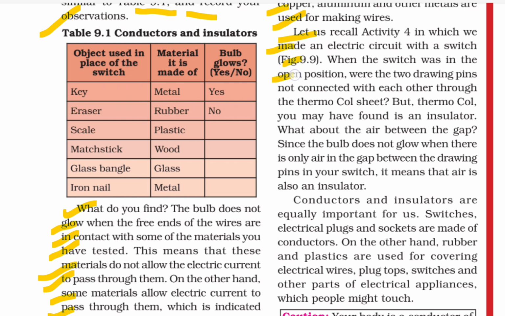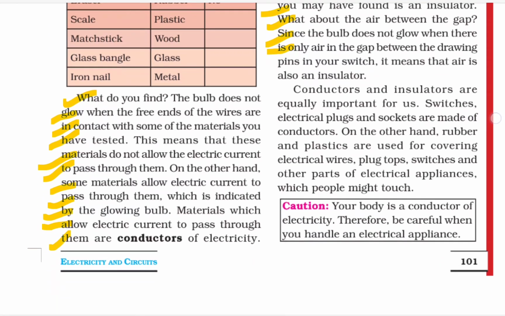When the switch was in the open position, were the two drawing pins not connected with each other, except through the thermocol sheet? But thermocol, you may have found, is an insulator. What about the air between the gaps? Since the bulb does not glow when there is only air in the gap between the drawing pins in your switch, it means that air is also an insulator.